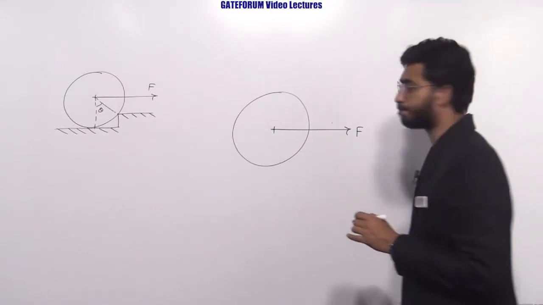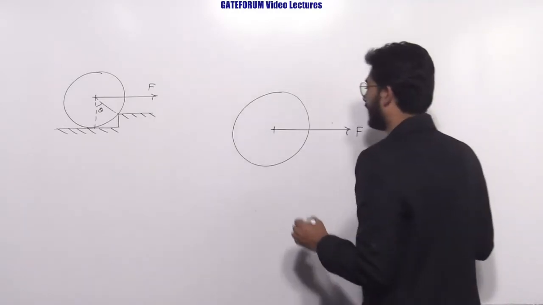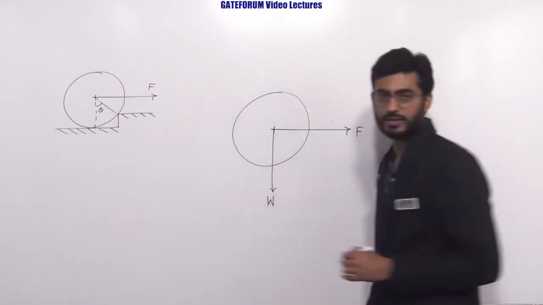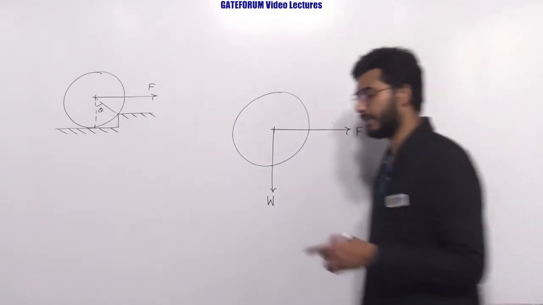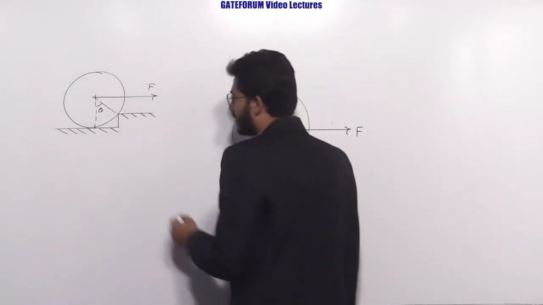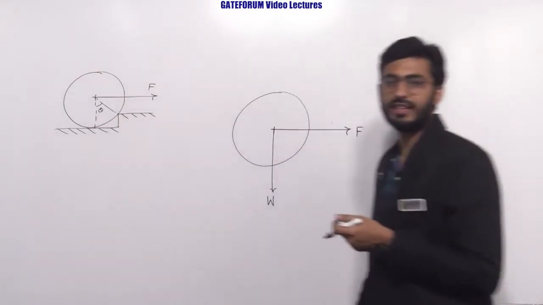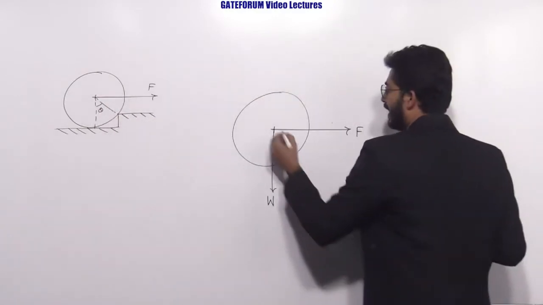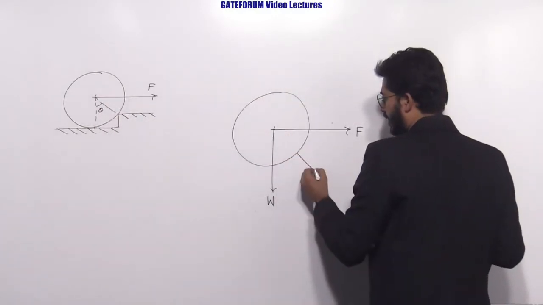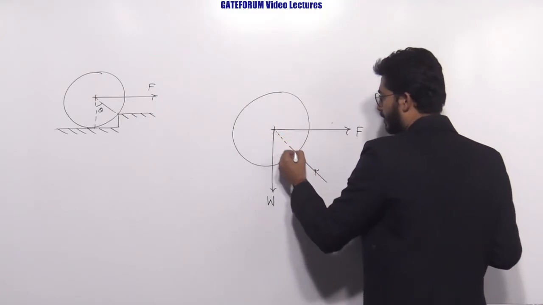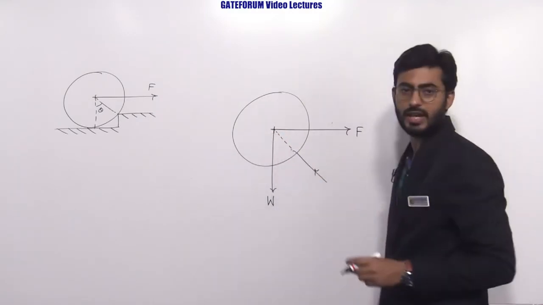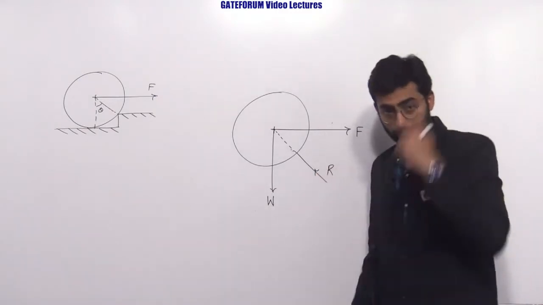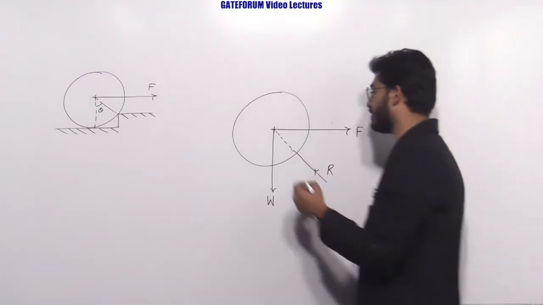And what else? There will be weight acting downwards, and due to the step, there will be a reaction along the line joining center. It will be extended up to the center of the roller. So this will be R.